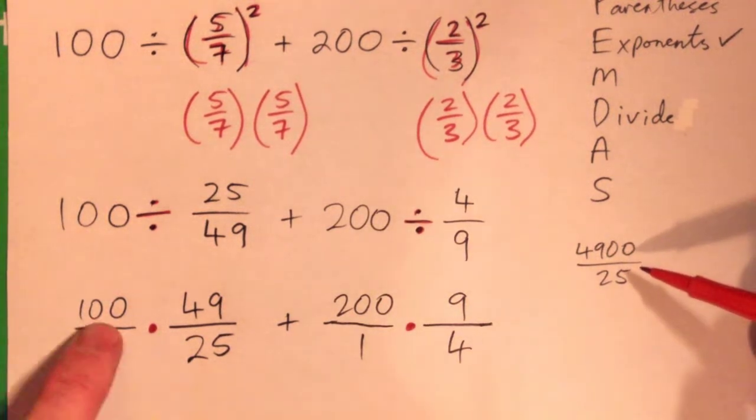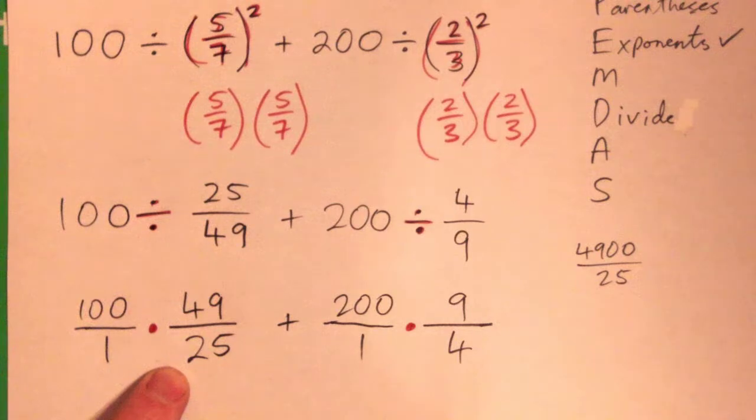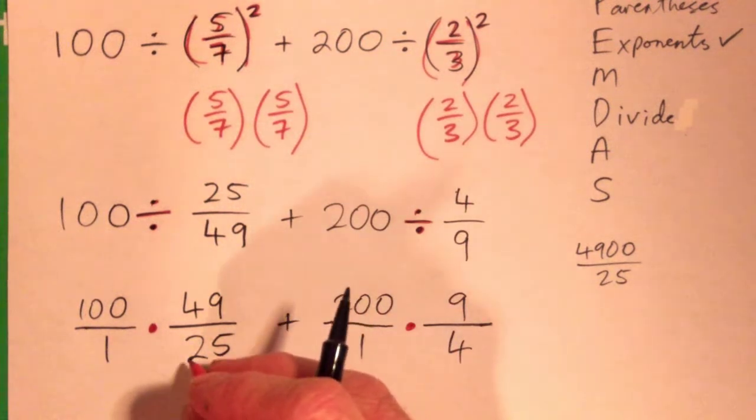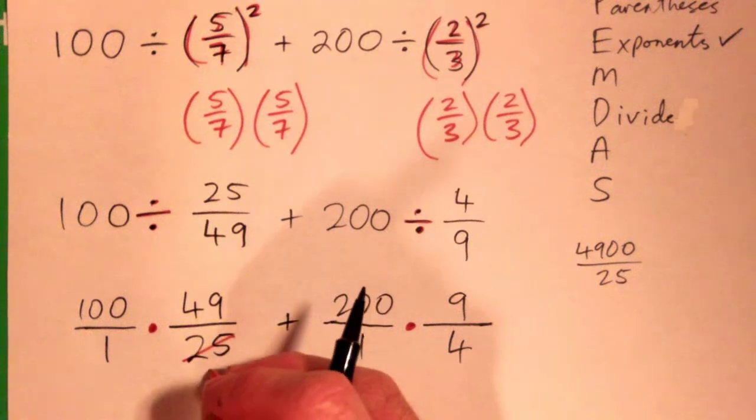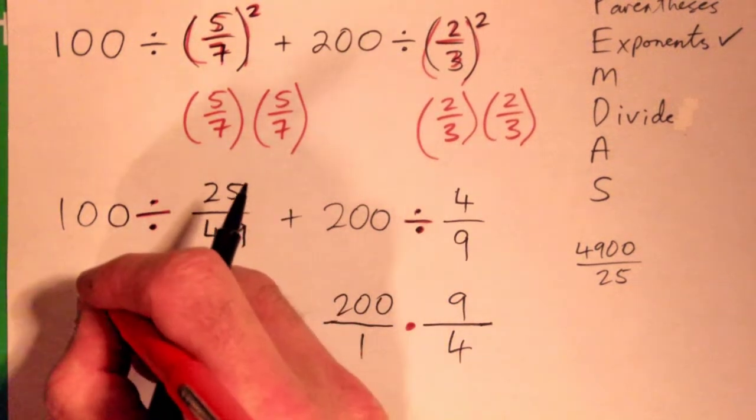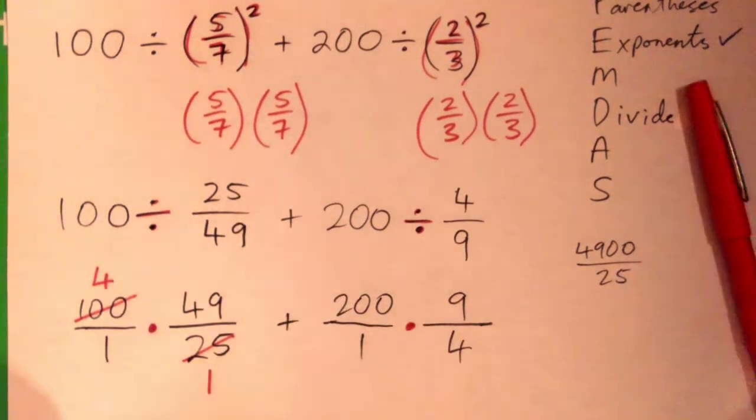Is there a better way? Good job. 25 and 25 goes once. 25 into 100 goes 4 times. Great.